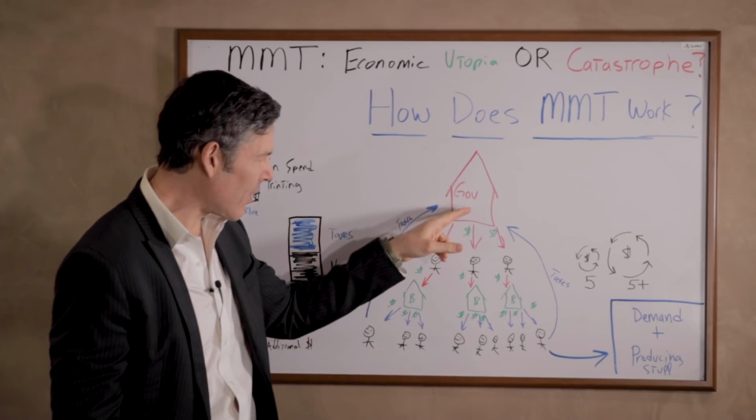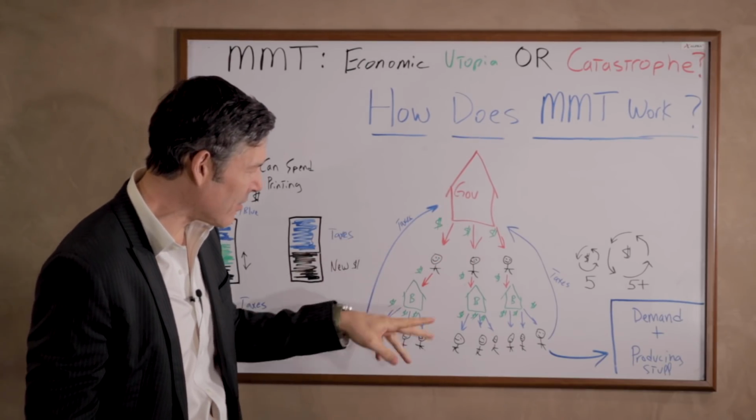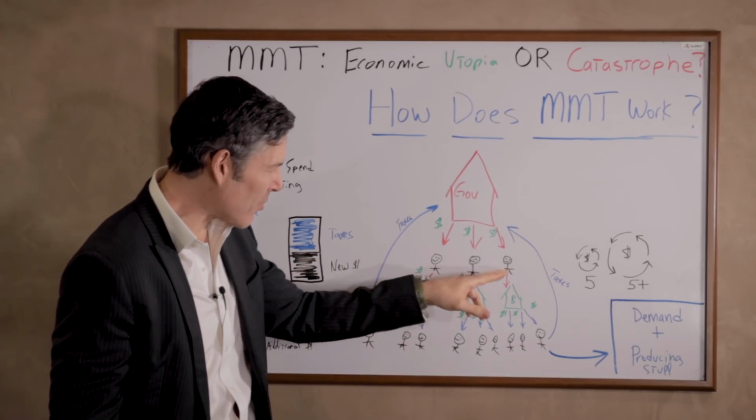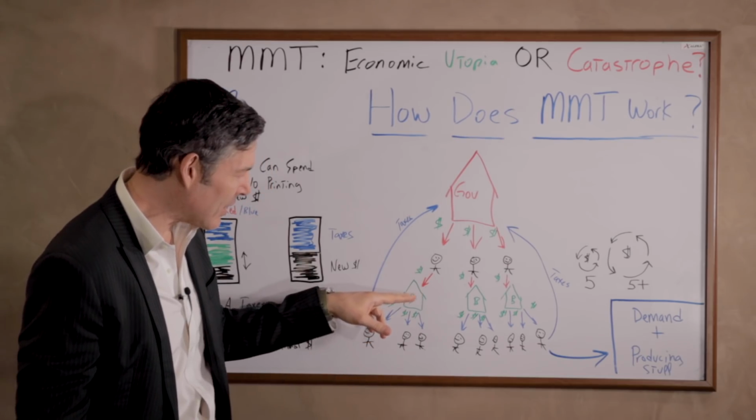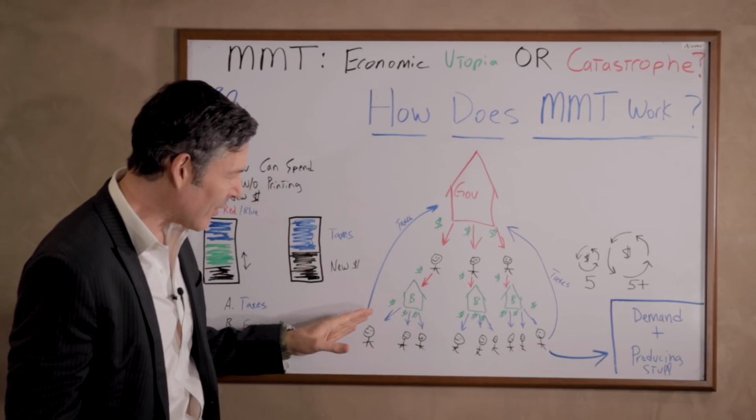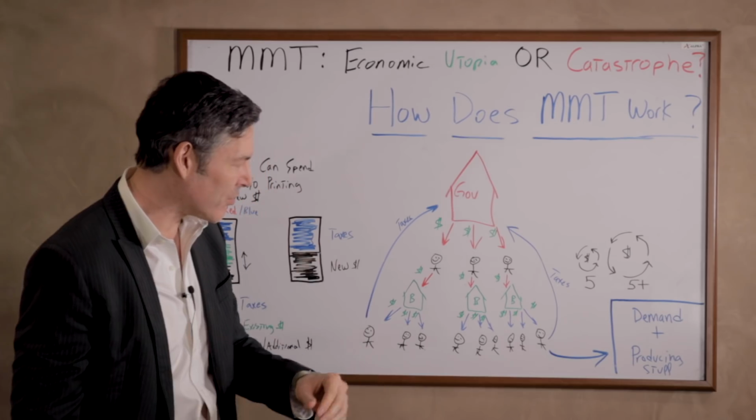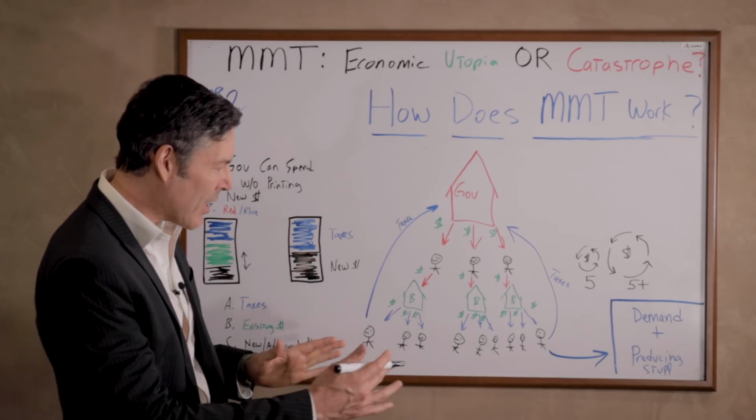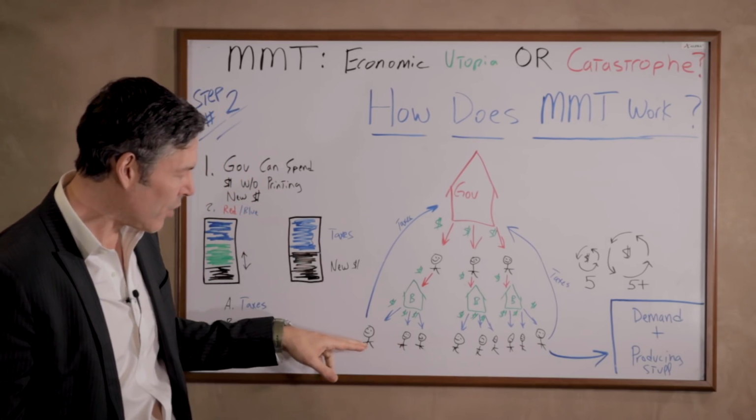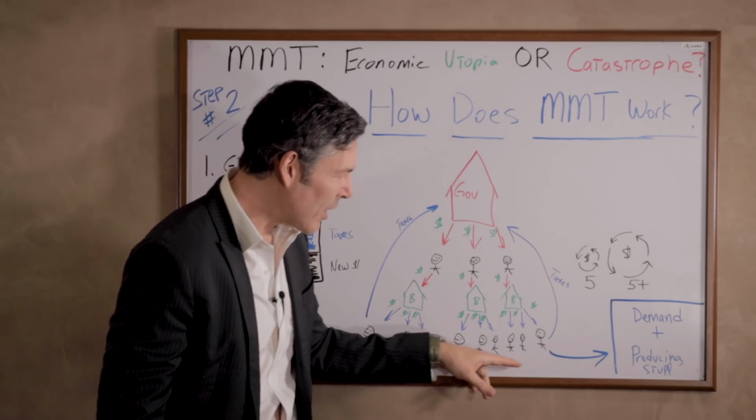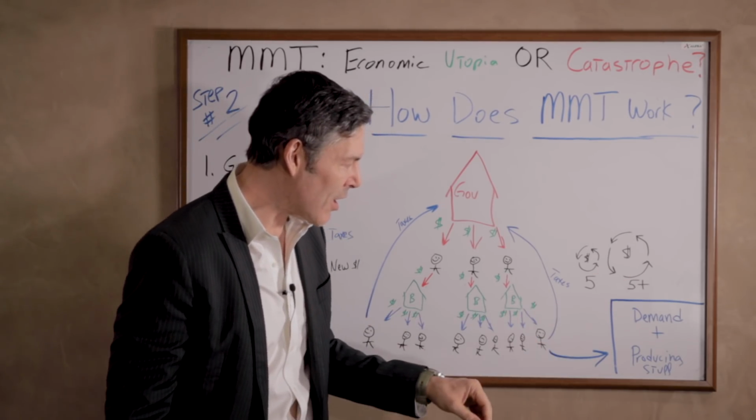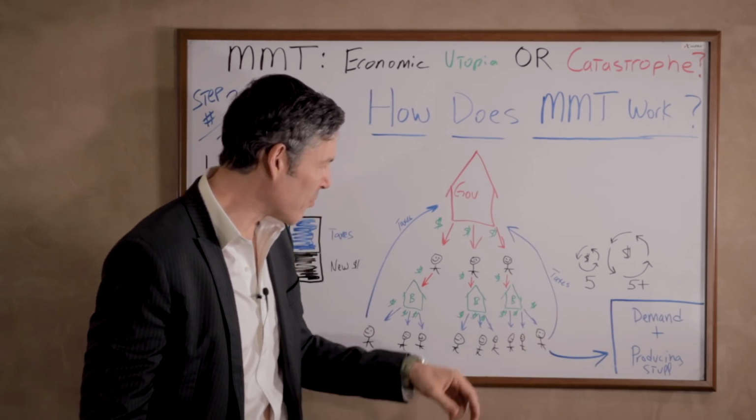We got the government right here. They spend money into the system. That goes to the government workers. They deposit that money into the banks. The banks lend that out through fractional reserve banking. So the money supply increases. That goes to the people who borrow the money. They go and they spend that into the economy through demand and production.